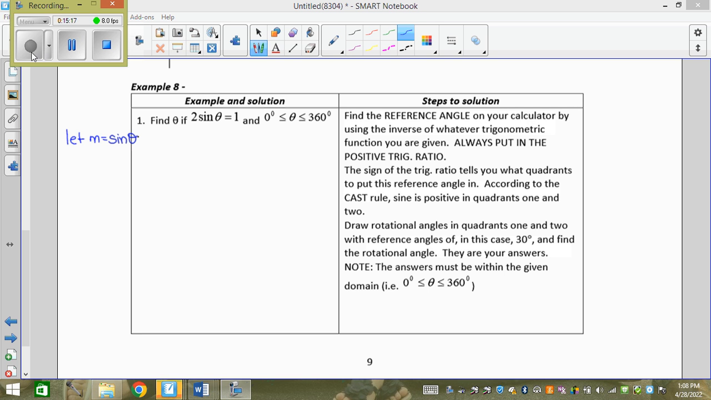So if we let m equal sine, we can go 2m equals 1. Now you go back to junior high and grade 10. How do I solve that? Divide by 2.